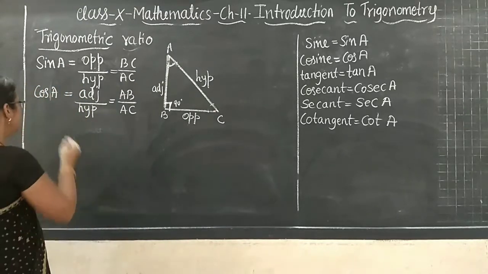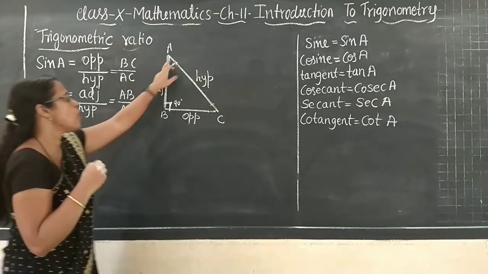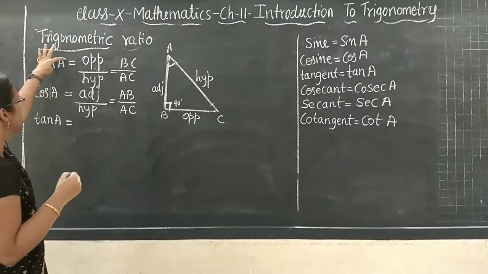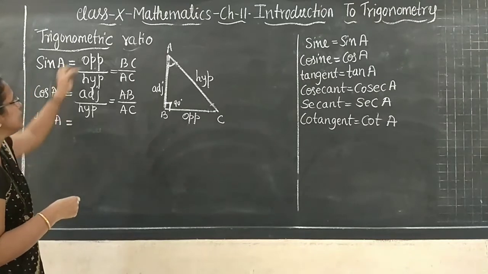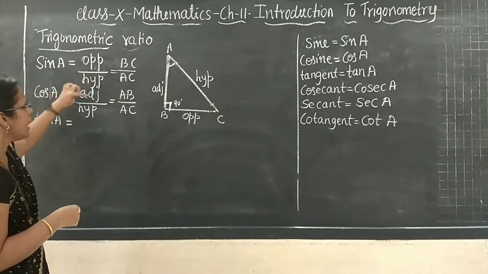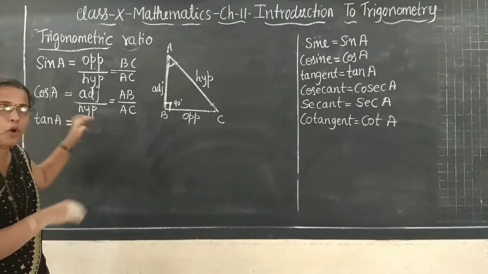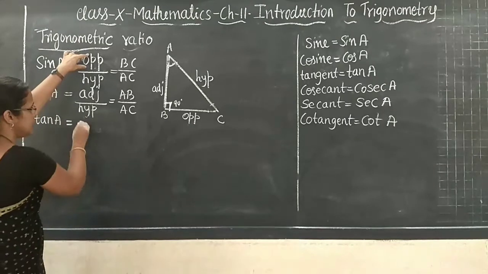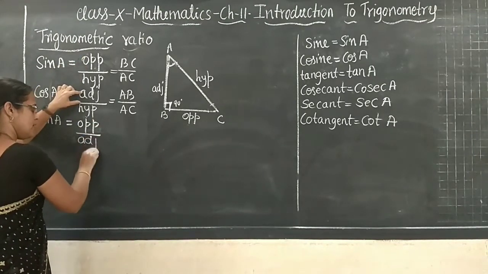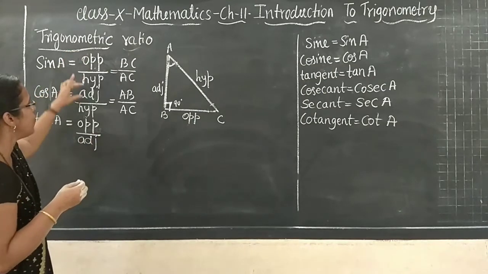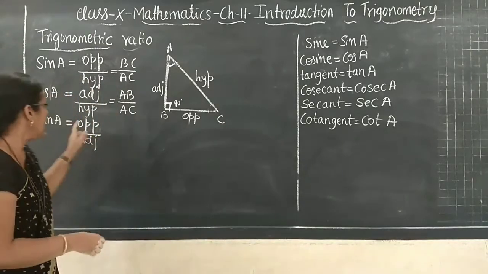Okay. So after that, next comes tan A. Tan A means what, children? Very easy. Sin A by cos A is tan A. Sin by cos is tan. See here, opposite by hypotenuse, adjacent by hypotenuse. When I divide both, hypotenuse cancels, so who is remaining here? Opposite by adjacent. So here we can form it. Opposite by adjacent is called tan A. Tan A means opposite by adjacent.